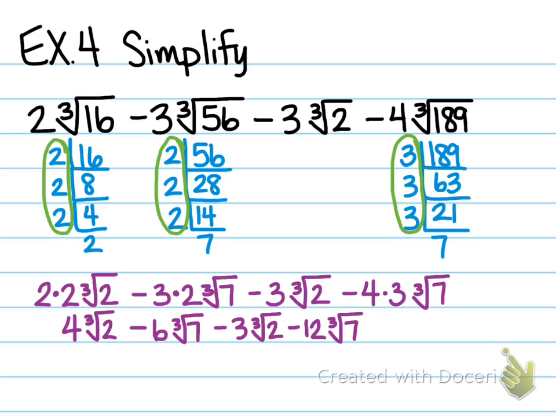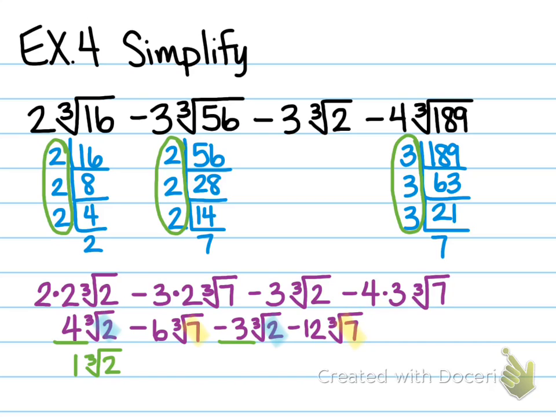So now that each term is simplified, we're going to see what we can add or subtract. Let's start with the cubed root of 2's. So they're both cubed roots. They both have a 2 underneath. It's a 4 minus 3. So 4 minus 3 is 1 cubed root of 2.